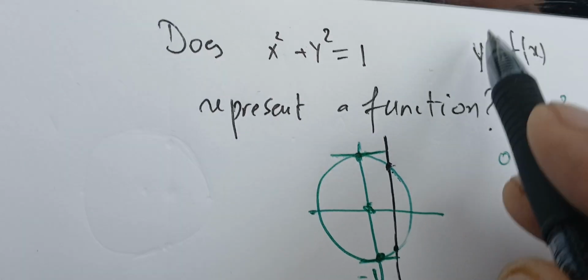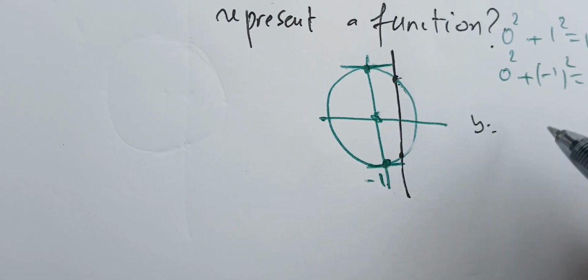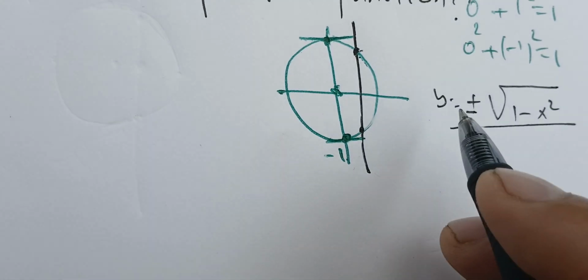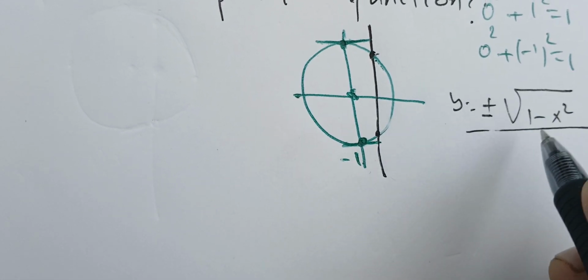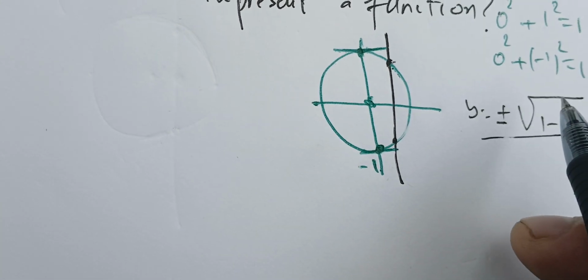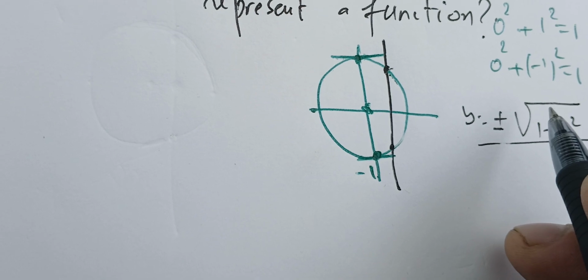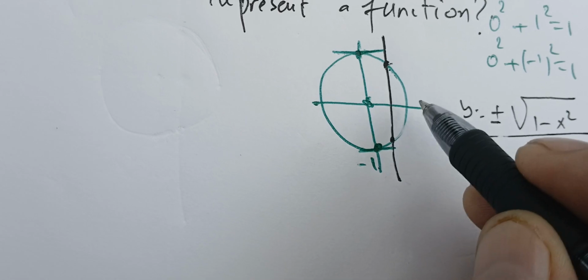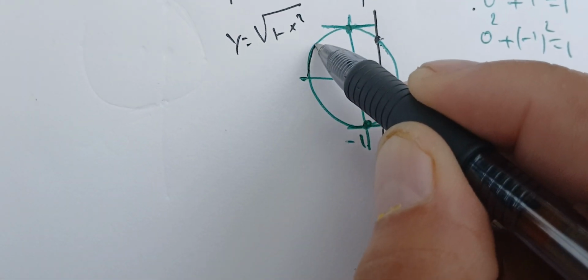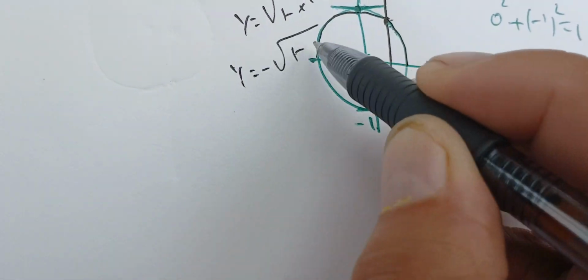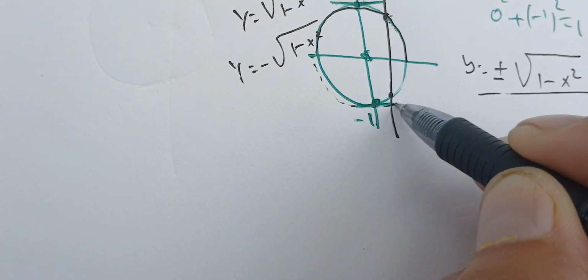Or we can write it in this form here. We see that y in this case is going to be plus minus the square root of 1 minus x squared. And therefore x is related to two y's. Okay, we see from here that if we choose y as the square root of 1 minus x squared, we are here on top. If we choose y as minus the square root of 1 minus x squared, we are here.